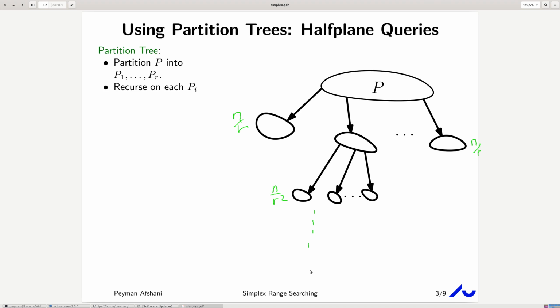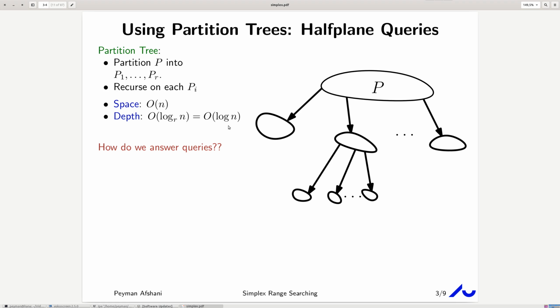This is a proper tree because the subsets are disjoint. So every point is stored in only one subtree. So therefore, this is a tree that has linear space. The height is log because at every recursion we're going down by a factor r. And let's say for the moment r is some constant, so therefore the depth of the tree is essentially just log n. Okay? So that's easy. So we have linear space, logarithmic depth.